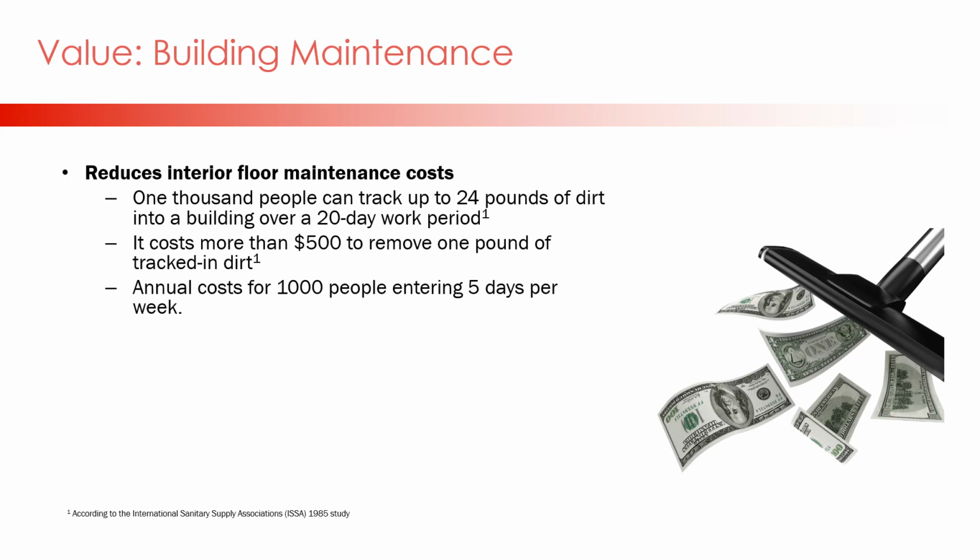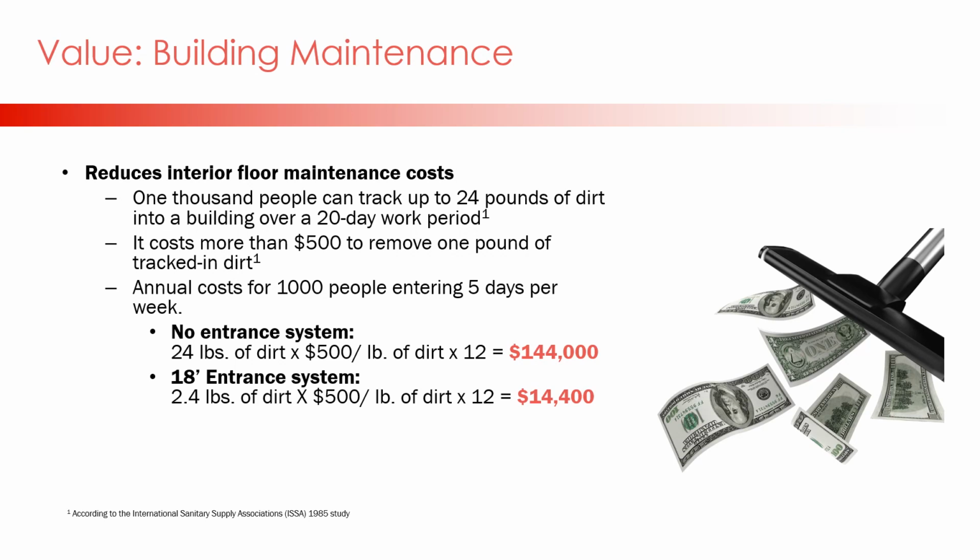Over a 12-month period, that equates to an annual cost of $144,000. This example assumes there is no entrance system, so there are no barriers to dirt, debris, and contaminants from entering the building. If the owner installs an entrance system of 18 feet, removing and retaining dirt within the system, the cost savings in maintenance of interior floors will be over $129,000 per year.